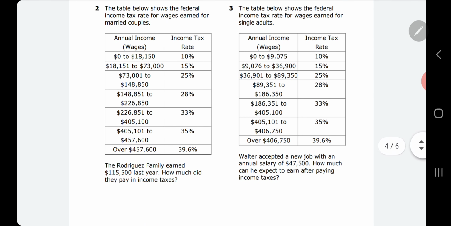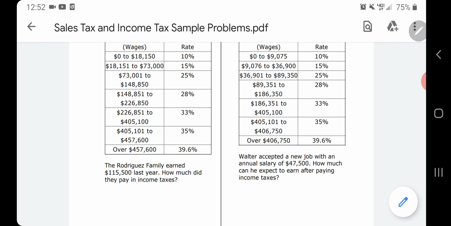The table below shows the federal income tax rate for wages earned for married couples. The Rodriguez family earned $115,500 last year. How much did they pay in income tax? Well, this one's a little bit easier because they just give us a fixed rate. We don't have to go off a tax table. So we just need to find the two numbers that lie between the $115,500, which we look here is this one, the $73,001 to $148,850. So we're going to take their $115,500 and multiply it to 25%.